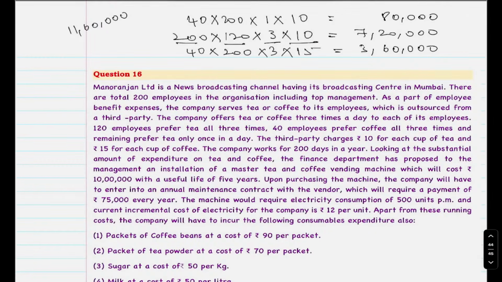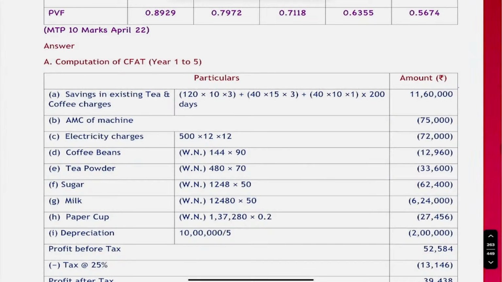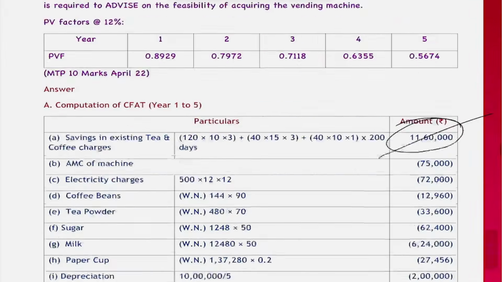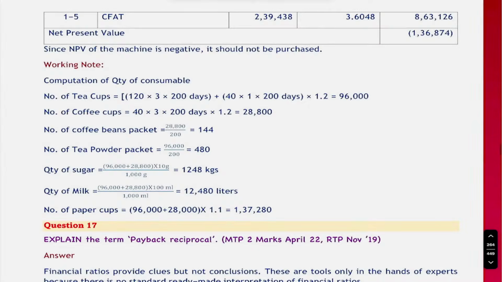Answer. 11,60,000 is what? Cost of operating the vending machine, the existing cost. See here. Perfect. First answer over. 11 lakh 60,000.